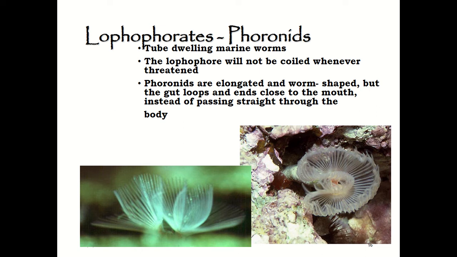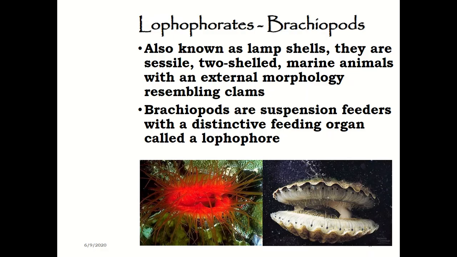They are tube-dwelling marine worms, and the lophophore will be coiled whenever threatened. The members of this phylum are elongated and worm-shaped, but the gut loops and ends close to the mouth instead of passing straight through the body.